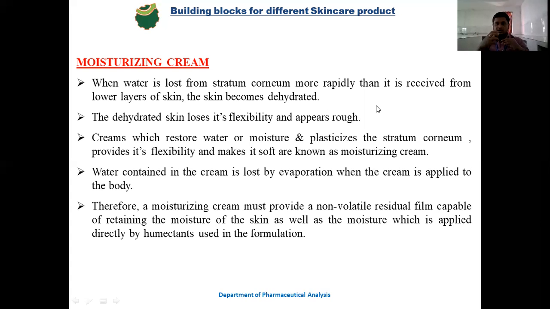Then the stratum corneum will take some water from the deeper layer of the skin, and then that water also gets evaporated. So continuously the water gets evaporated from the skin. There will be a loss of moisture from the skin. That's why the skin becomes very rough and dehydrated. Once the skin is dehydrated or rough, it loses its flexibility, and itching or different diseases may also come.